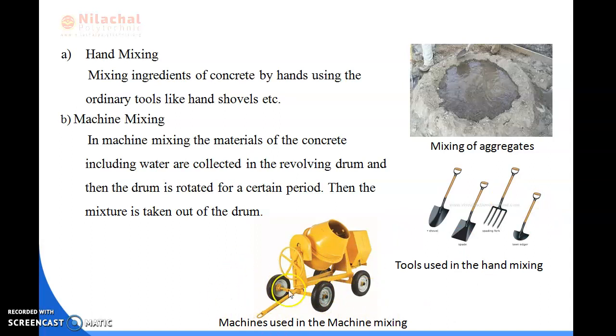You can see here the machines which have been used in the machine mixing. This is the revolving drum which is used in this machine mixing method. We can also say that this machine mixing method is mainly applied where a large quantity of concrete or a large quantity of work is required. Only in that case is the machine mixing method done.